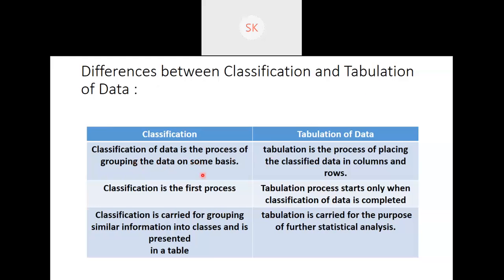Classification of data is a process of grouping the data on some basis. When in a class, if I am grouping the class as girls and boys, then I put all the girls' data under the heading girls. There is some similar basis which I am taking here, and that is called classification. I classify the people on some particular basis. So that will be your classification. When it comes to tabulation, it's a process of placing the classified data in columns and rows.